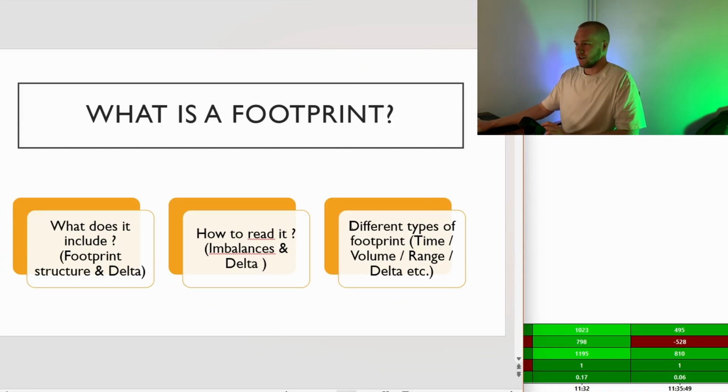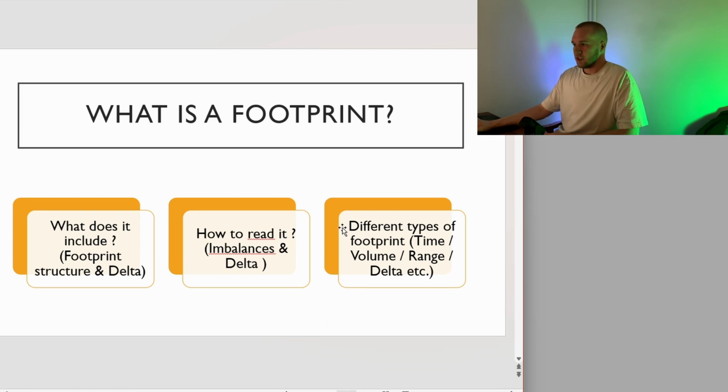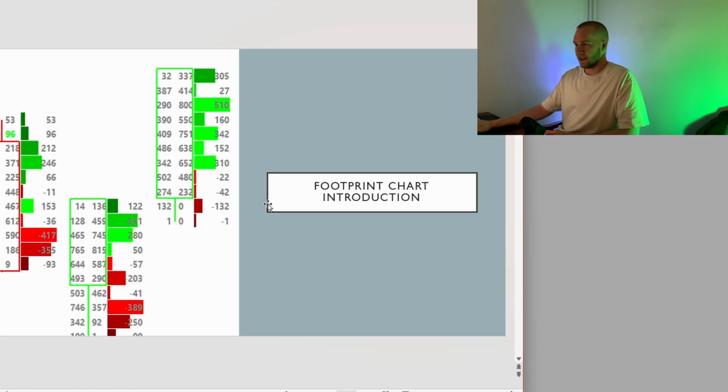Let's talk about the different types of footprint. Again, you have the time, the volume, range, delta, etc. Multiple different types of the footprint charts. This is a range chart, which I like best. Now, there's a time and place for time and volume based charts, but I don't think it's a good way to make a footprint chart. I think the best is to use a range chart. So with that being said, this section is now complete.